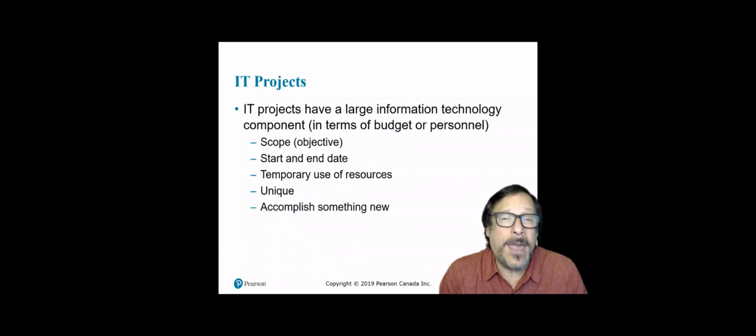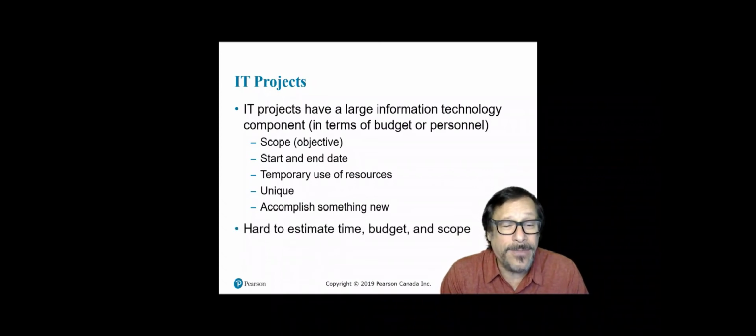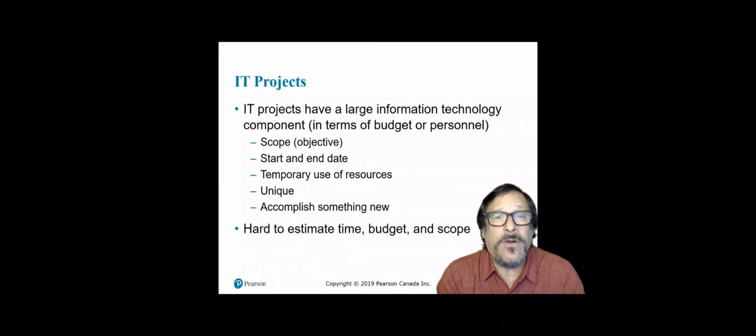And then is it accomplishing something new? How far outside of your normal business process is this new system? Is this something that is going to be totally foreign to your organization and to your employees? All of this makes it very hard to estimate time, budget, and scope. Again, this is more of an art form than it is a science. Saying to somebody, how do you estimate this, is extremely difficult.